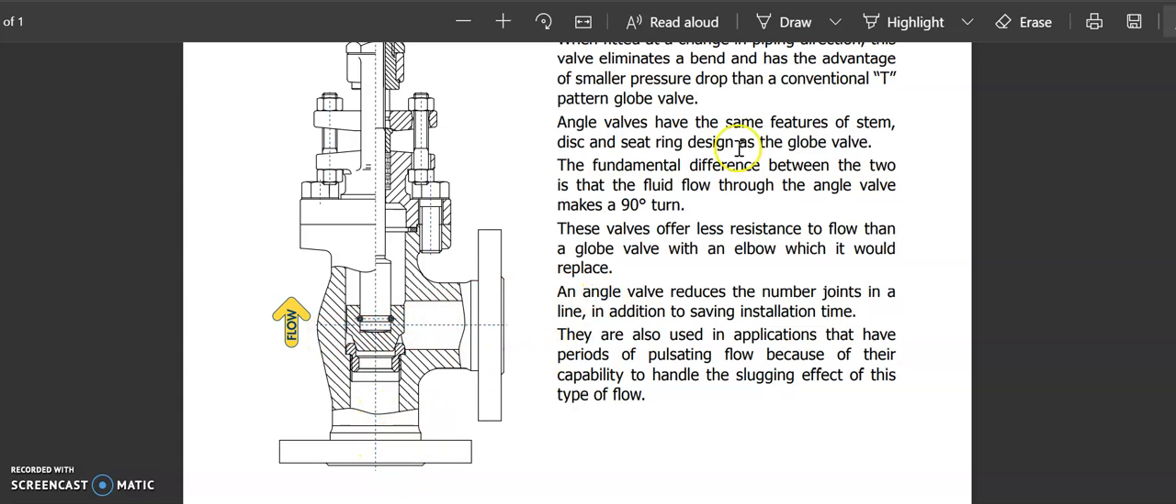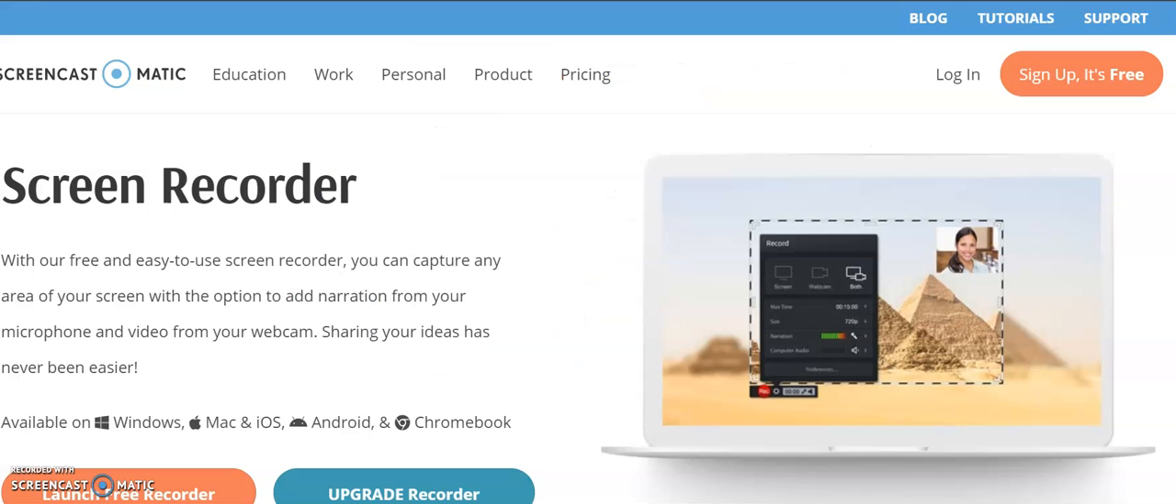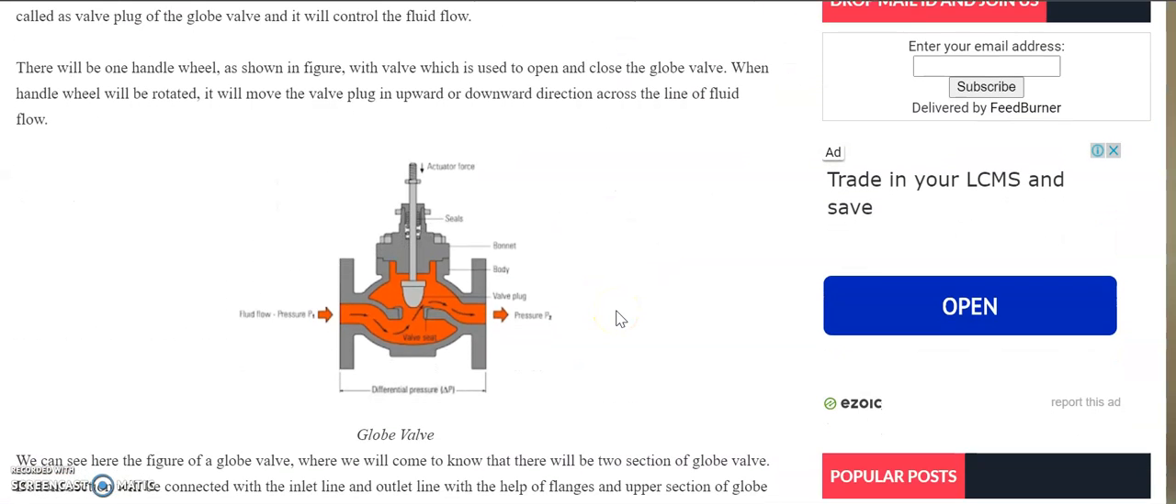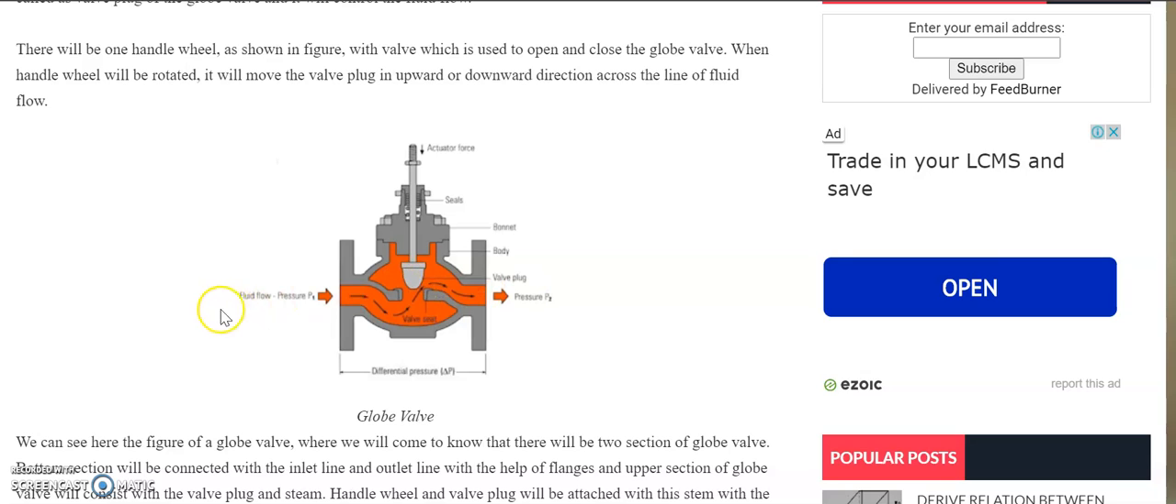Whereas in the globe valve, you can see it is in the linear direction. This is one of the differences between the globe valve and angle valve. So what's the major difference, and why do we need to use these two models?